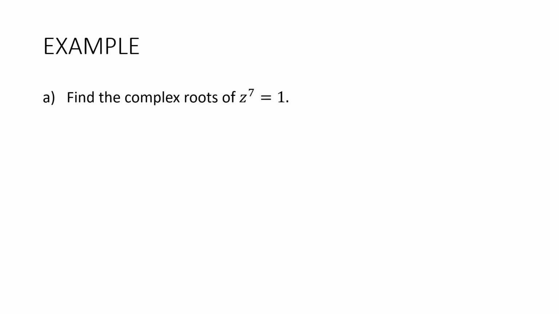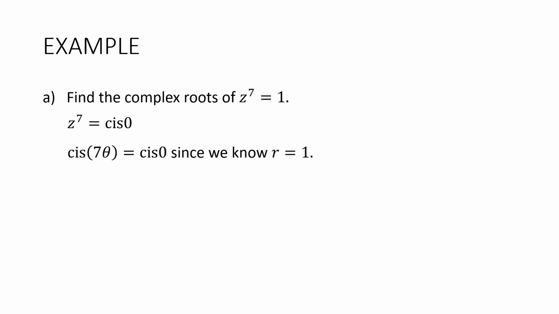So let's look at an example. Find the complex roots of z to the power of 7 is equal to 1. So we'll start off the same way. z to the 7 is equal to cis 0, and cis 7 theta will equal cis 0, since we know that r is going to be equal to 1.